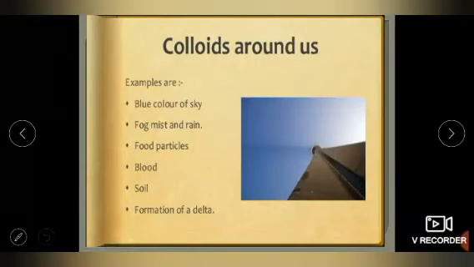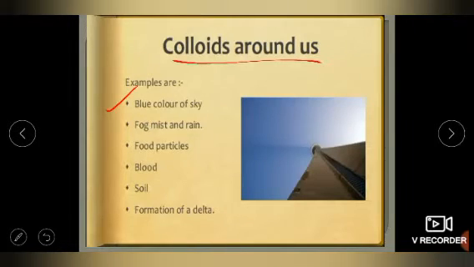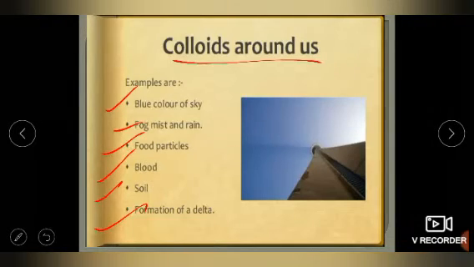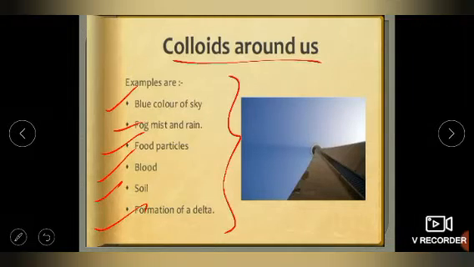So now there are different types of colloids which are around us. In our next video, we are going to study these different types of colloids. These are the blue color of the sky, fog, mist and rain, food particles, blood, soil, formation of delta. So dear students, colloids is one of the very important topics in this surface chemistry, and maximum questions come in the exam from this topic.